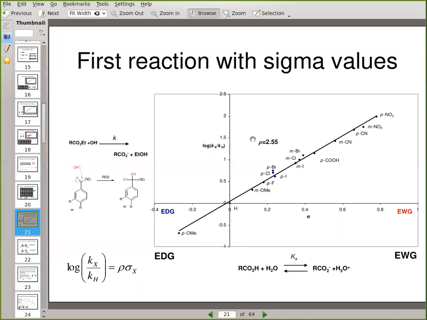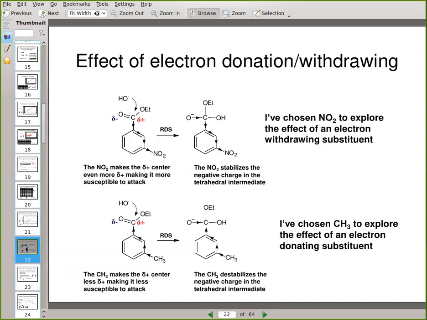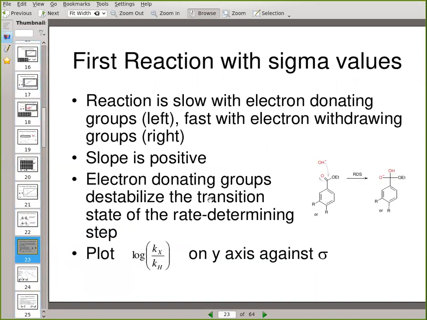We've got a very large positive slope for this case where you've got negative charges coming in, a negative external negative charge coming into your reaction center, and that's accelerated by the electron withdrawing groups. So that's very interesting. The reaction is slow with electron donating groups on the left and is fast with electron withdrawing groups on the right. That makes its slope positive. So it's interesting to note that electron donating groups destabilize the transition state of a rate determining step.